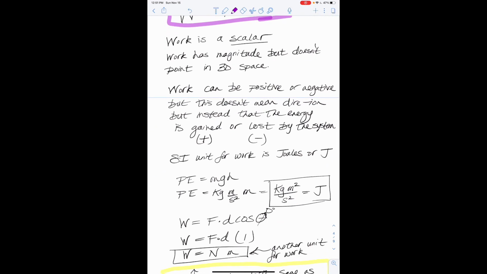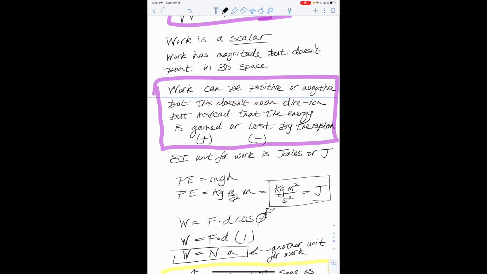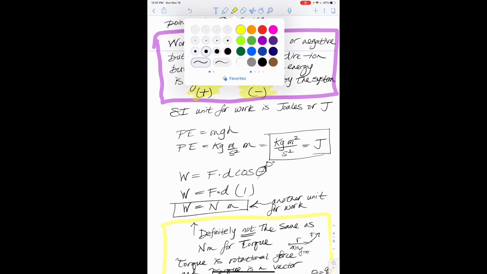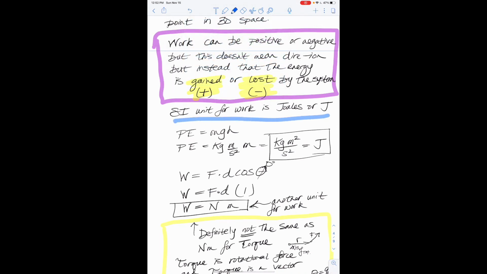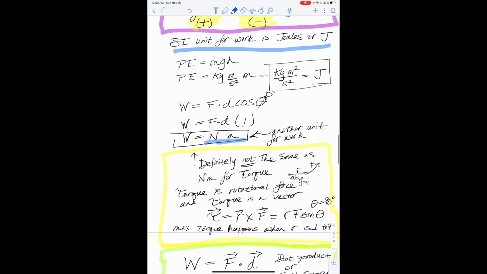Any sign on work shows up as positive or negative, which means energy lost or gained by the system. If it's a positive sign, the system gained energy. If it's a negative sign, the system lost energy. SI unit is joules. But you also can have this other unit, which is Newton meters, but do not confuse that with Newton meters for torque, because rotational force is different than a change in energy. They're completely unrelated, but exactly identical units, which is crazy.